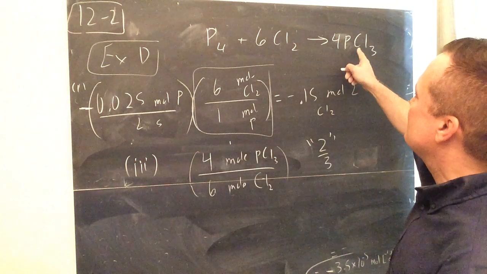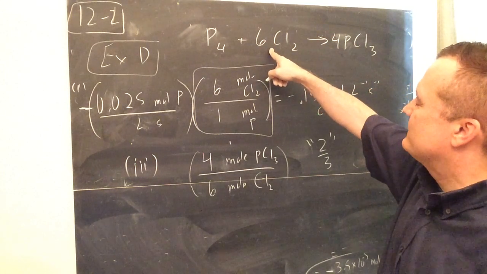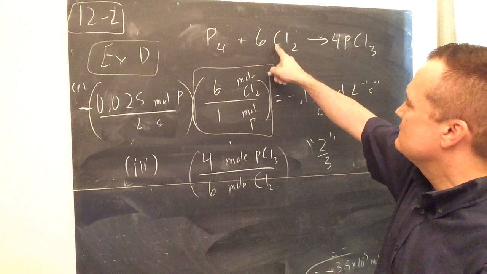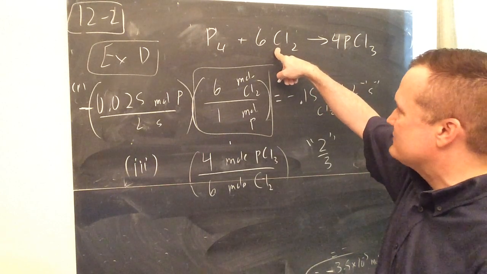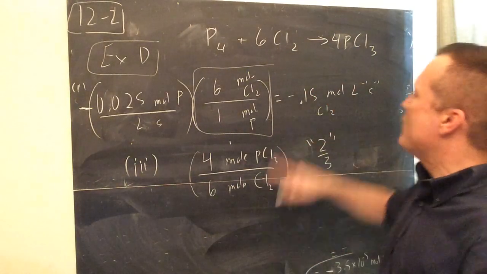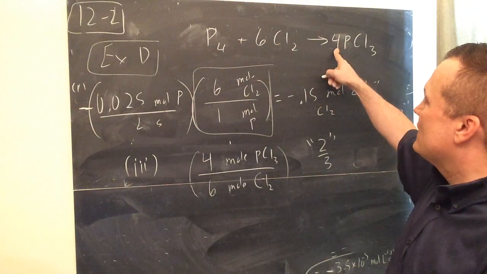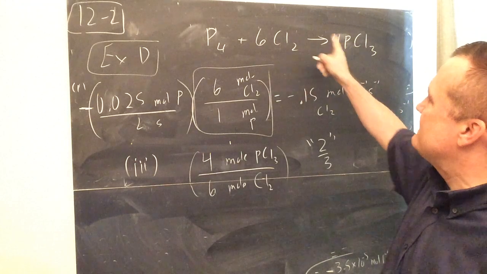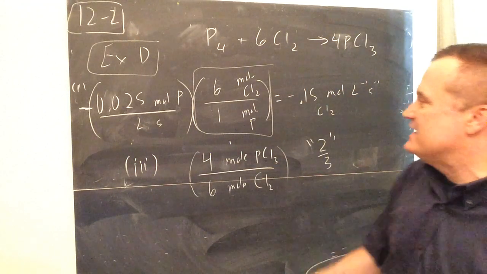What would be the rate of PCl3 relative to the consumption or disappearance rate of Cl2? Let me make it easy. What's the rate of PCl3 relative to the rate of Cl2? It's 4 for every 6 of these, so that means 2/3 the rate. So it will be produced at 2/3 the rate of Cl2.